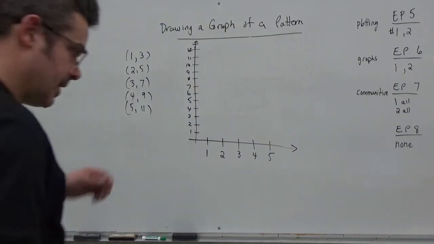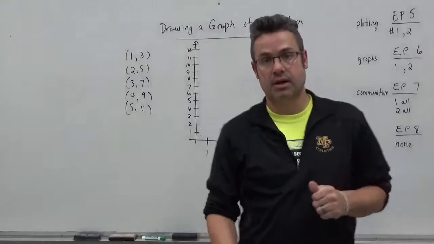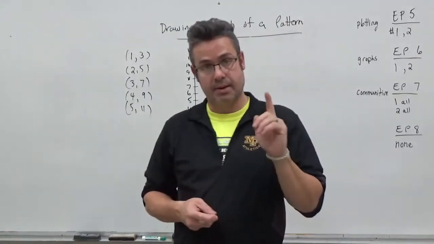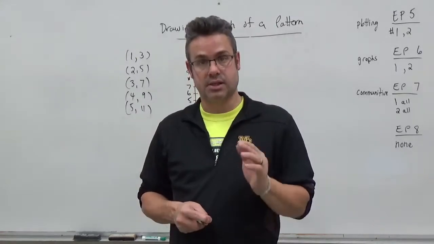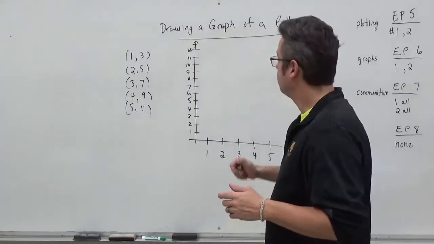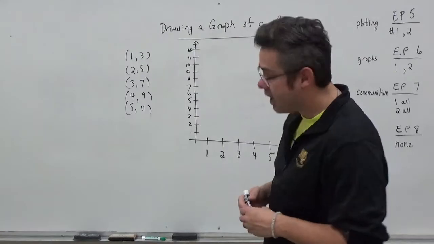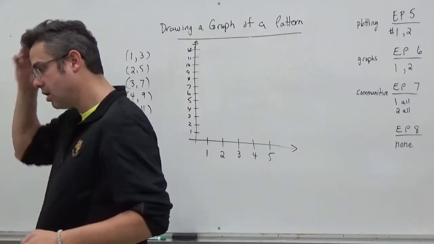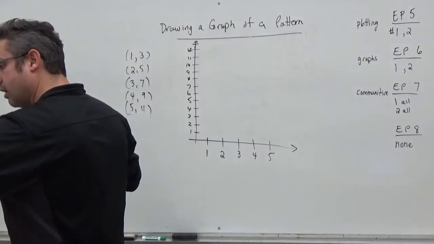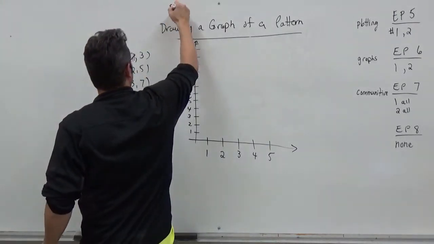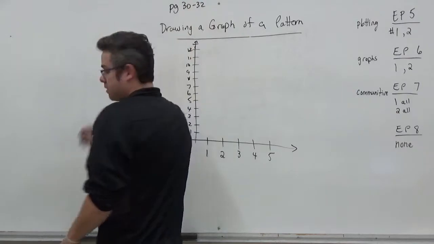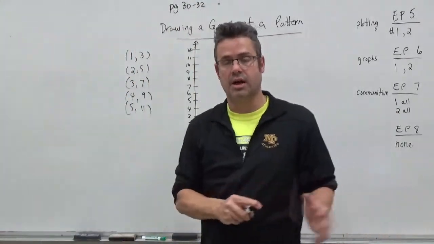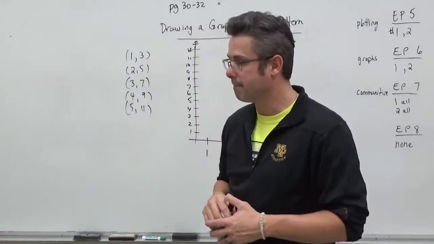Hi everybody. We're going to look at our second lesson here online. It's still chapter 1, lesson 6 in our textbook. Chapter 1, lesson 6 is about drawing a graph of a pattern. I'm on page 30, and we'll be working page 30 to 32 when I work through this lesson. So you can refer to that textbook that's online, or maybe you have yours at home right now.